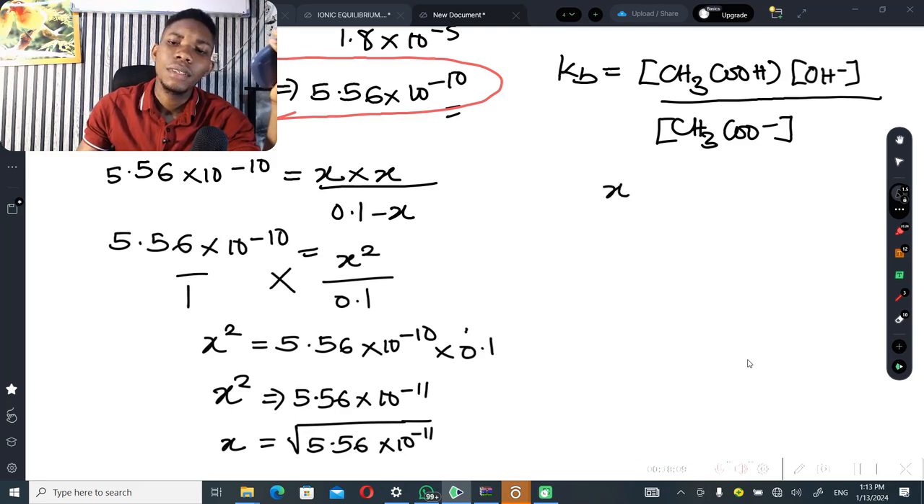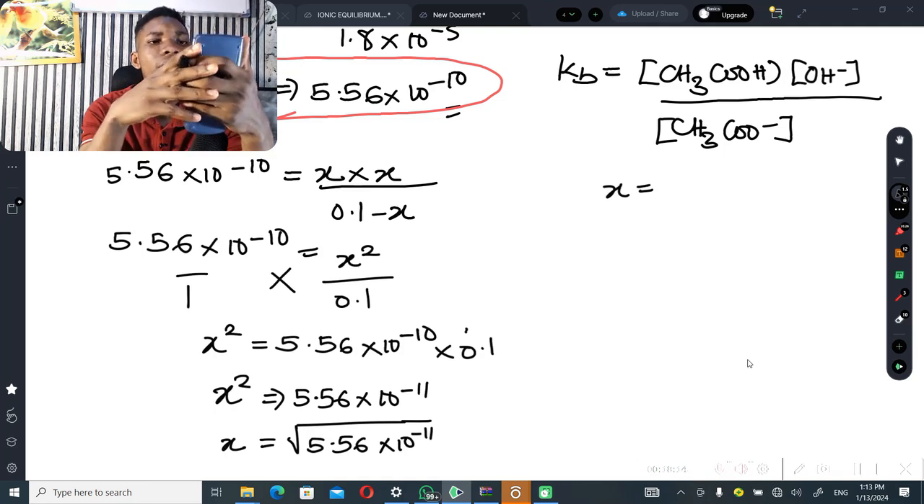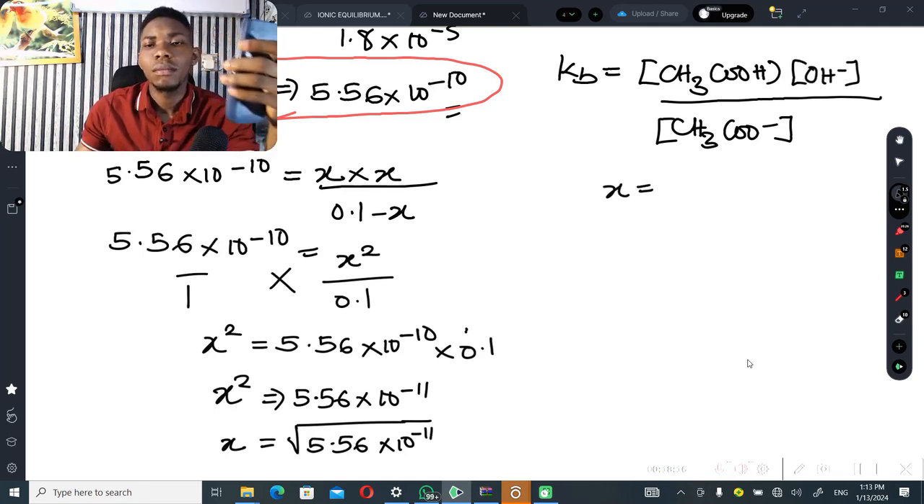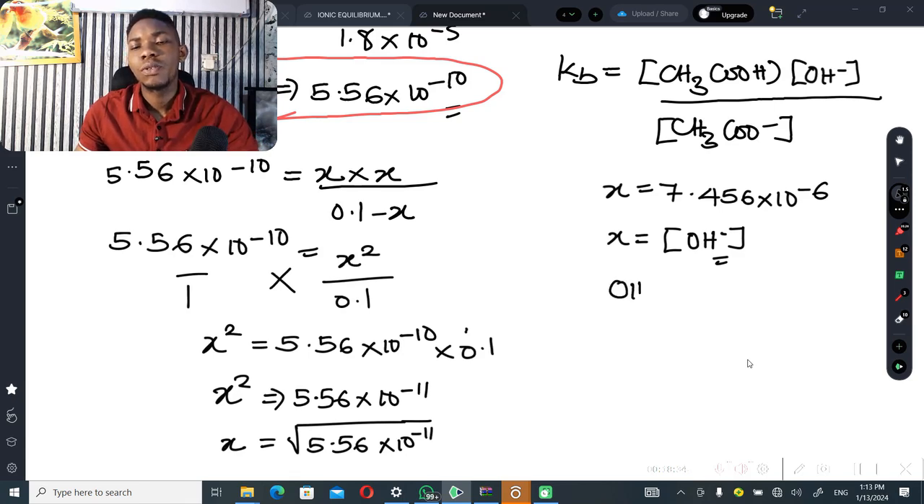So X, the square root of that answer, will give us 7.456 times 10 raised to the power of minus 6. So that's our X. Now recall that X is still sitting as the concentration of the hydronium ion. So it means the hydronium ion concentration, my dear students, is 7.45 times 10 raised to the power of what?